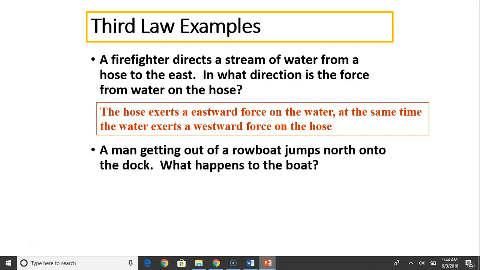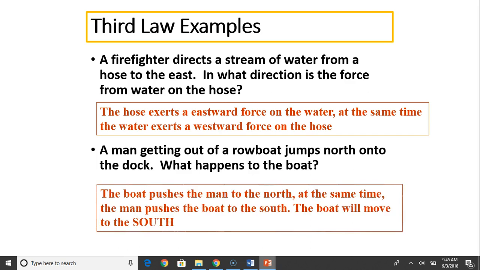Action-reaction pair. A man getting out of a rowboat jumps north onto the dock. What happens to the boat? Well, in order for the man to get on the dock, the boat has to push the man northward. At the same time, the man pushes the boat to the south. So as a result, the boat will move to the south.